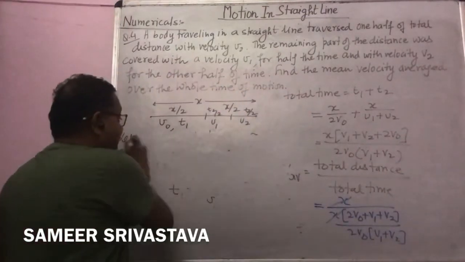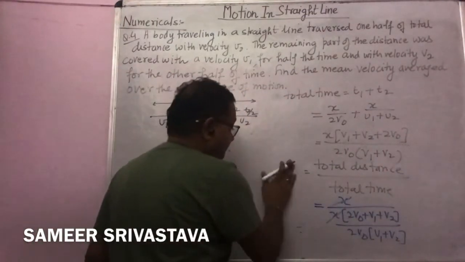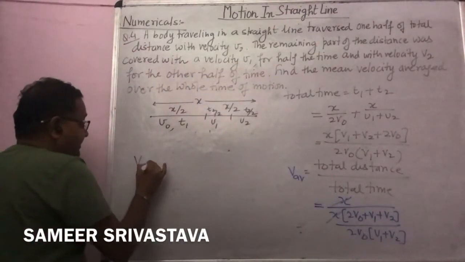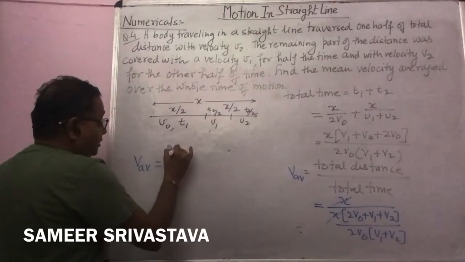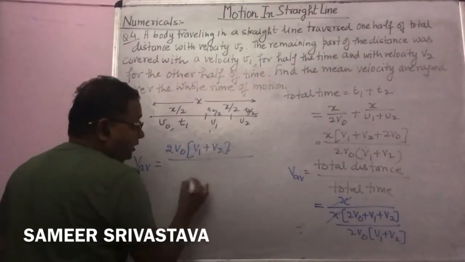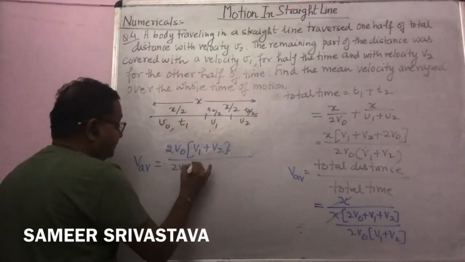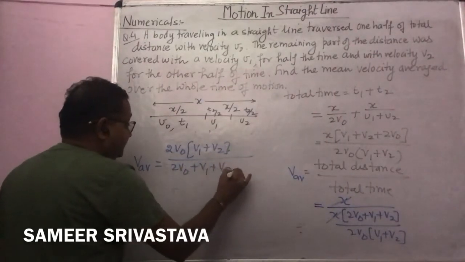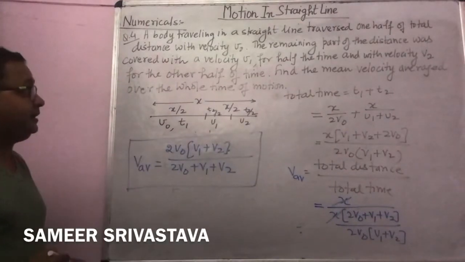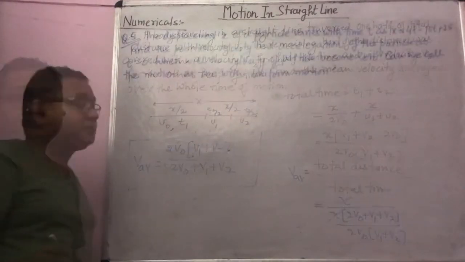Now the final result is V average is equal to 2v naught times v1 plus v2 upon 2v naught plus v1 plus v2. So this is our final result, the average speed of the given body. Now student, question number 5.